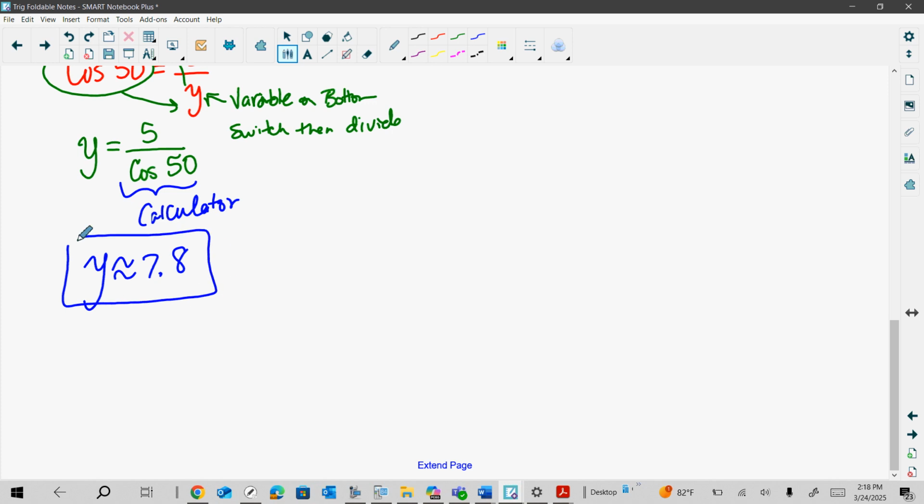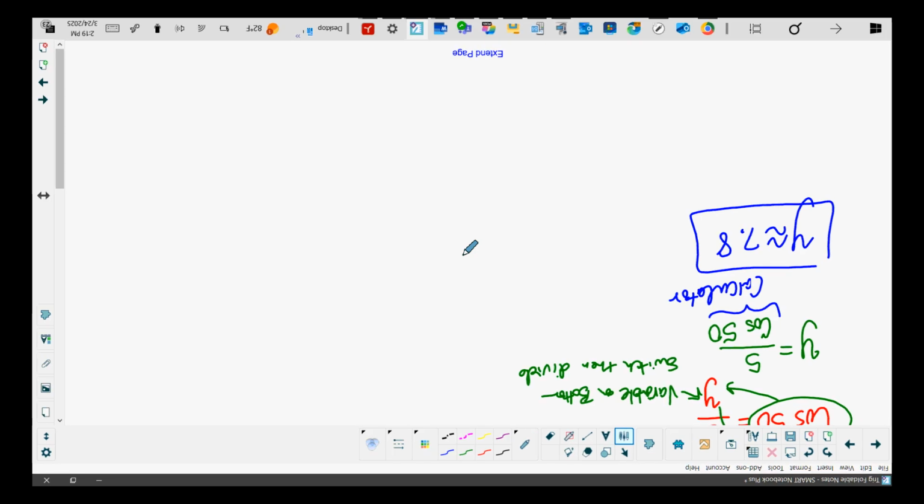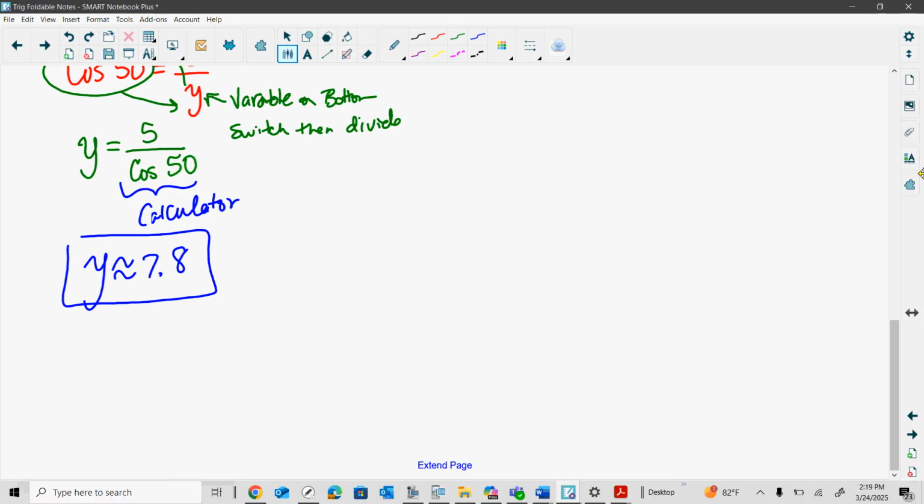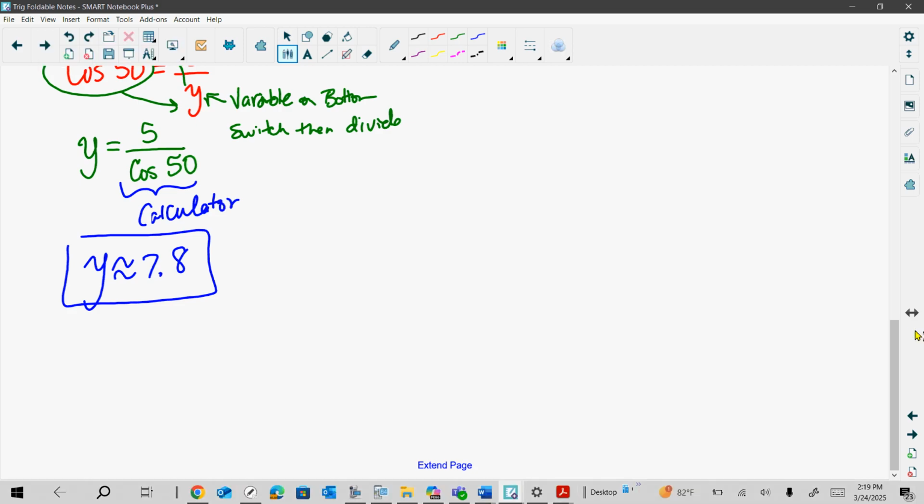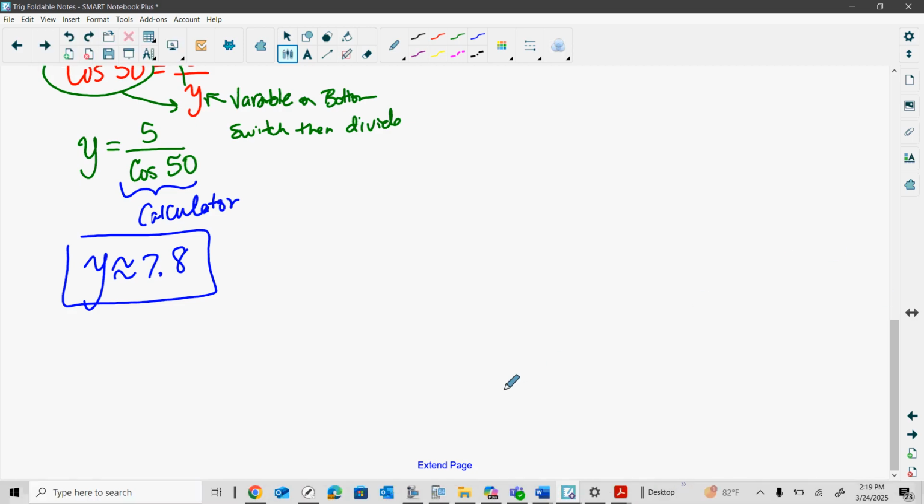All right, so that kind of takes care of finding the side measures when you have an angle and another side. You have to have at least one side to do that. So that takes care of that tab. Thank you for getting that done.